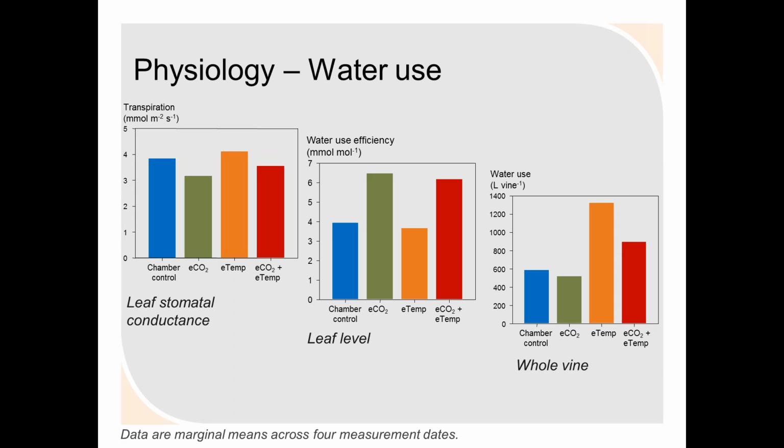At a whole vine level, this is also translating into better water use efficiency for our elevated carbon dioxide treatments. We had sap flow meters out for the first 2 seasons, and we were able to look at this. What we found was much higher water use for elevated temperature treatments, but that the carbon dioxide water use efficiency was actually compensated for with elevated temperature.